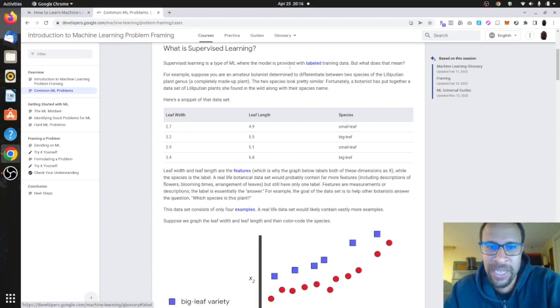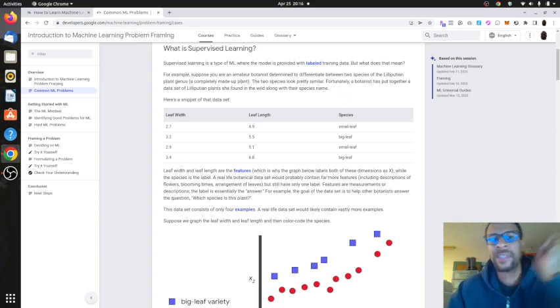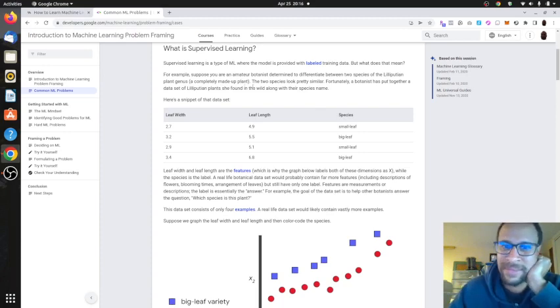Oh crap, they actually have a real botanist. For example, an amateur botanist determined to differentiate between the two species of, I'm not going to try to say that, genus. A completely made up plant. Great, so this is the data set. Cool, we have data. It looks like an Excel file.